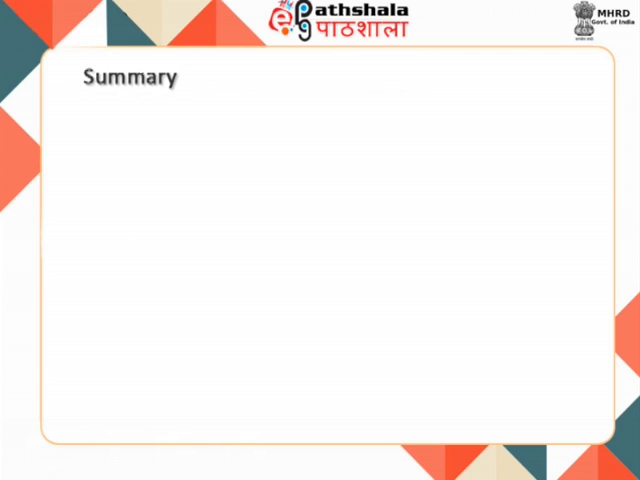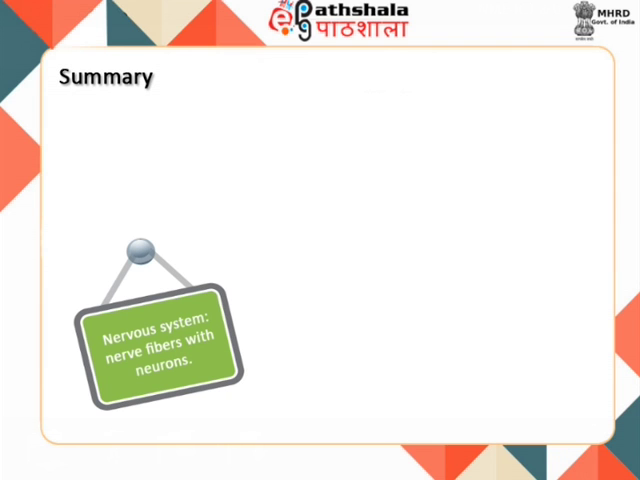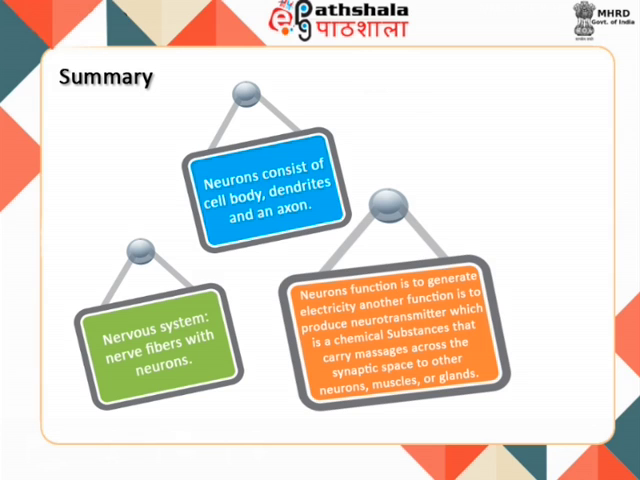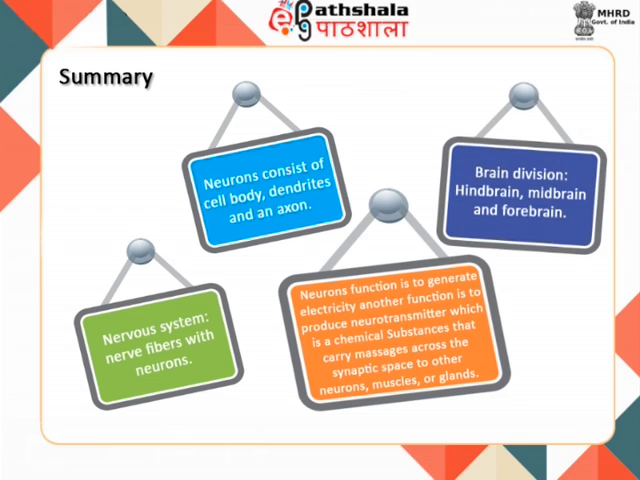In this module, we have learnt about the nervous system that consists of nerve fibers which further include cells. Those are referred to as neurons. Neurons consist of a cell body, dendrites, and an axon. Neurons' function is to generate electricity. Another function is to produce neurotransmitters, which are chemical substances that carry messages across the synaptic space to other neurons, muscles, or glands. Three major subdivisions of the brain: hindbrain, midbrain, and forebrain, with their structures and functions, were also discussed.